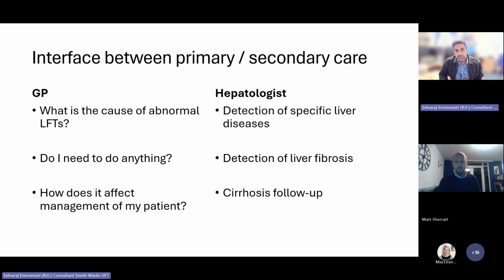But the issue here is that the patients are between primary care and secondary care. From your point of view, you want to know what the cause of the abnormal LFTs is. Do you need to do anything, and how is it going to affect your management of the patient? From the hepatologist's point of view, we are very keen on working out which patient groups have specific liver diseases that we can intervene with, and detection of liver fibrosis is key because that will be your main predictor of progression of disease, and we're mainly interested in cirrhosis follow-up.